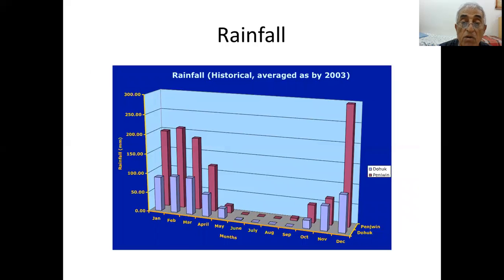And this is a comparison of the rainfall data, historically averaged as of 2003, in Duhok, that's the west of Kurdistan region, and Pejwin, east of Kurdistan region.